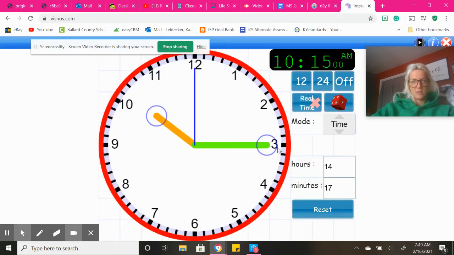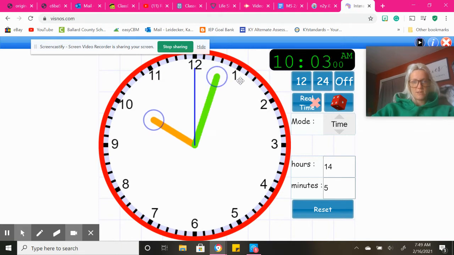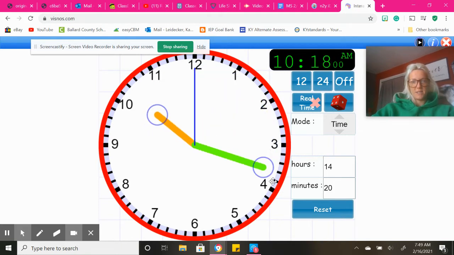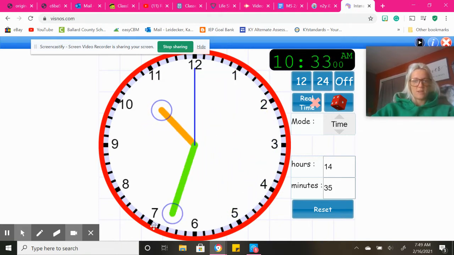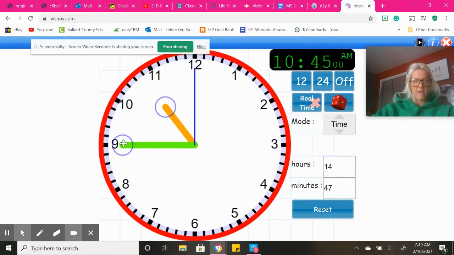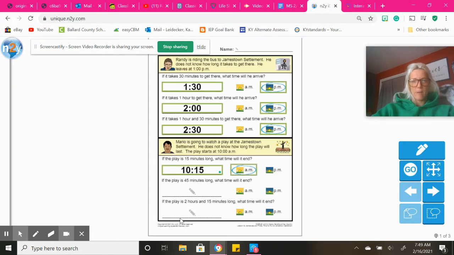If the play is 45 minutes long, what time will it end? So back to 10 o'clock. 45 minutes, 5, 10, 15, 20, 25, 30, 35, 40, 45. Okay, you see here then 45 minutes, so 10:45 a.m.